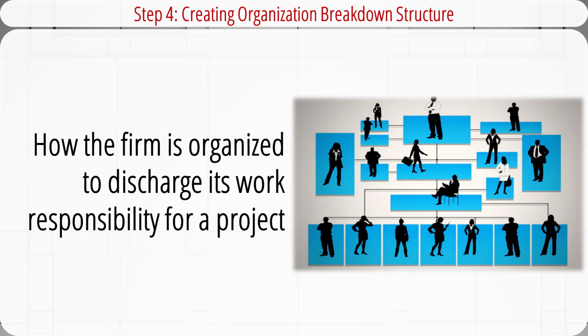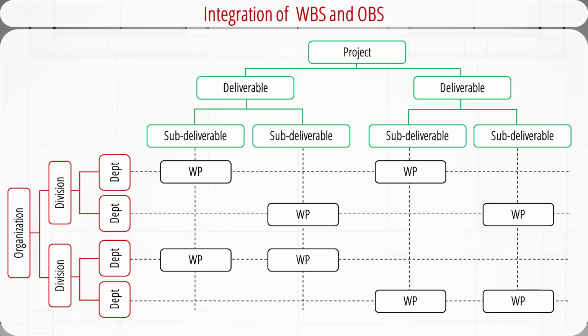The fourth step of defining a project is to create the organizational breakdown structure, or OBS. An organizational breakdown structure depicts how the firm is organized to discharge its work and responsibility for a project. This diagram shows what it looks like when we integrate the organizational breakdown structure with the work breakdown structure. The top part is the original work breakdown structure. The bottom part is the organizational breakdown structure.